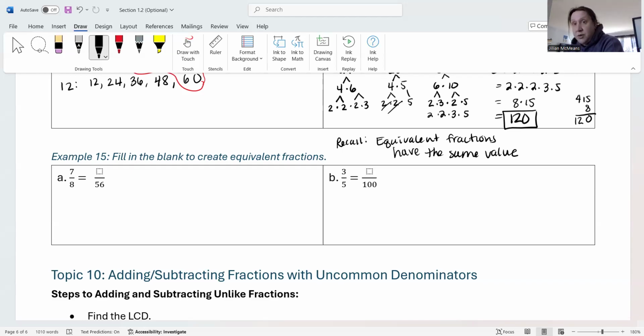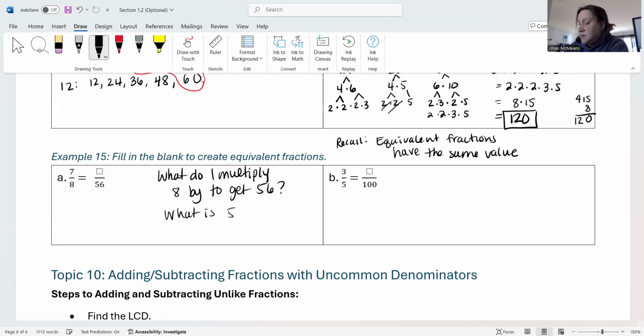So this may feel like a really hard puzzle, but just think about it. We know that for part A, we're starting with 7/8. We somehow need to convert that to something out of 56. So ask yourself, what do I multiply 8 by to get 56? You could also say, what is 56 divided by 8? Either one of those will help you out here.